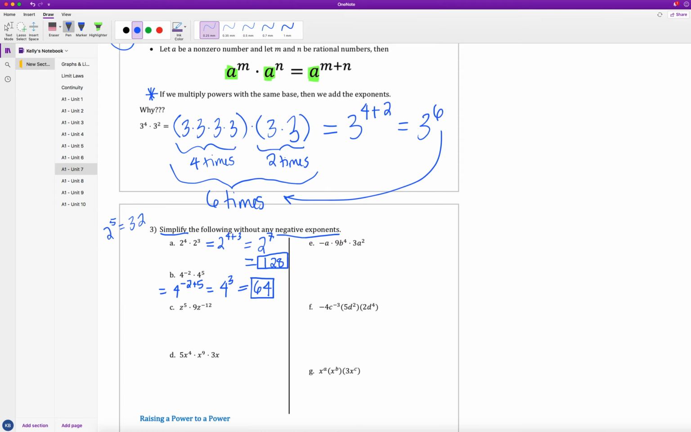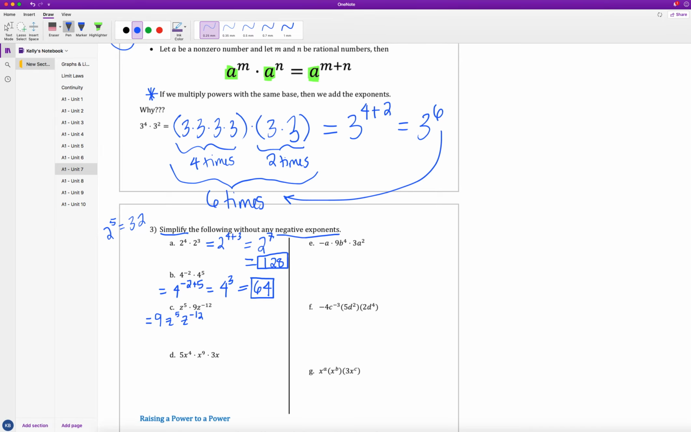Okay. Example C. Example C looks similar, but now we're dealing with more variables. So I have z to the 5th times 9z to the negative 12th. So this 9 is a coefficient on the second z term, but because multiplication is commutative, I could rewrite this as 9 and then the z to the 5th and a z to the negative 12th. So I can move that coefficient in front, which we tend to do just so that in case we have multiple coefficients, we'll end up combining them together. And we'll see that in an example in a little bit.